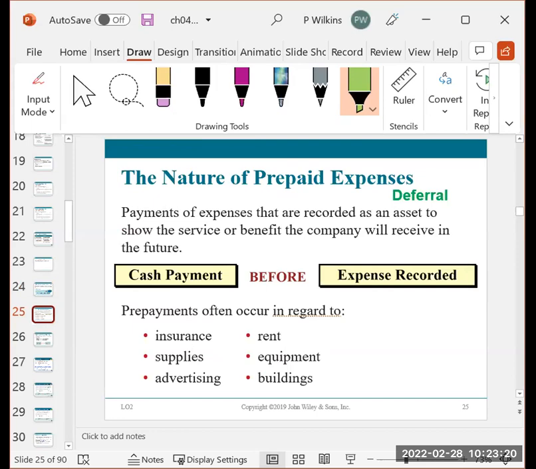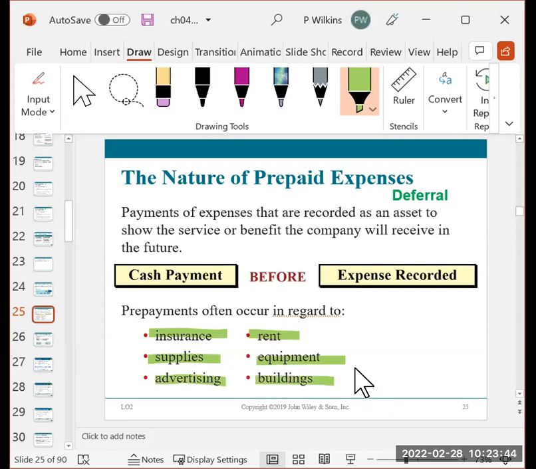These are good examples for you to write down. These are ones that you will likely see at some point down the line. The types of prepaid expenses you may see: insurance, rent, supplies, equipment, advertising, buildings.